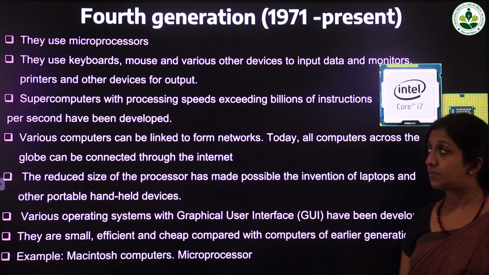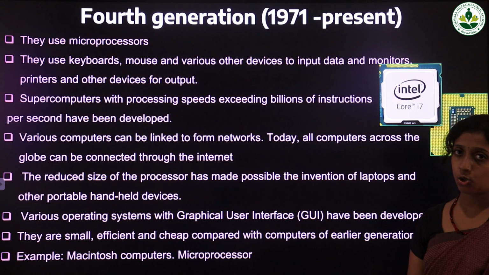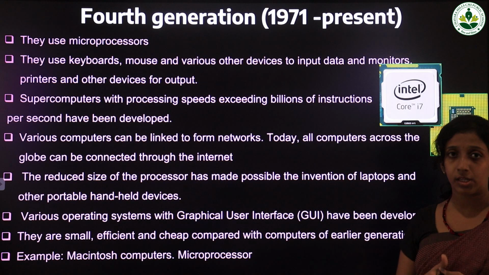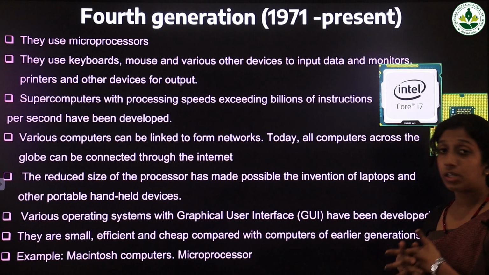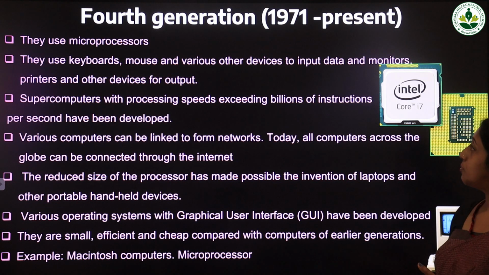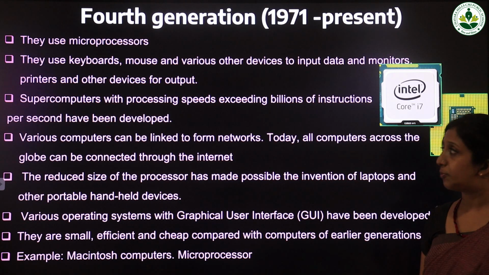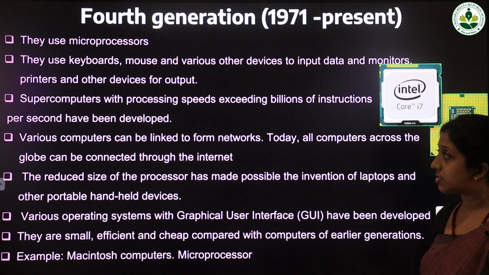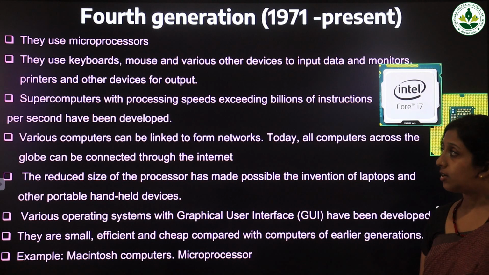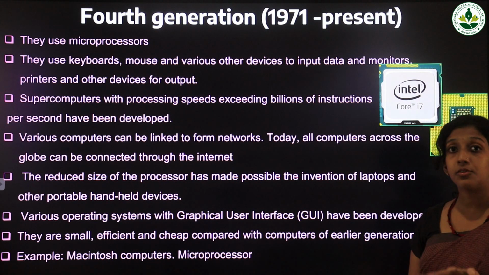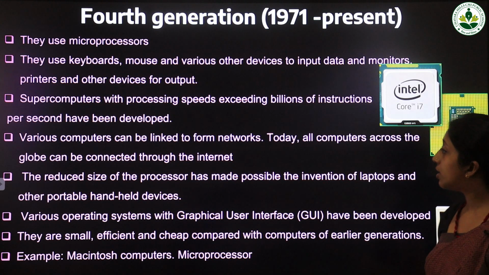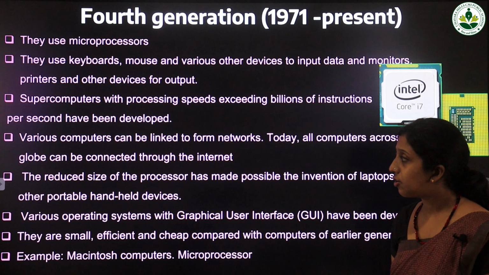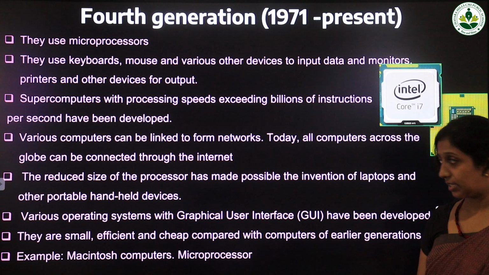After that comes the fourth generation. They use microprocessors. In the third generation they were using ICs, and in the fourth generation they use microprocessors. They also use keyboard, mouse and other devices to input data and to get the output. Supercomputers with processing speed exceeding billions of instructions per second have been developed. These computers can be linked to different networks. Today all computers across the globe can be connected to the internet, and the size also decreases.